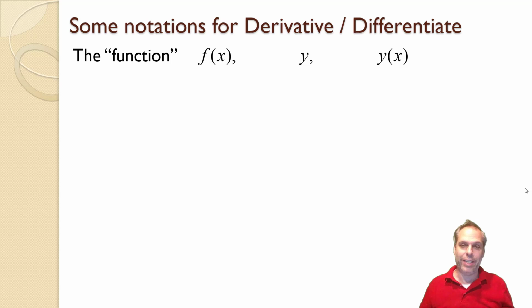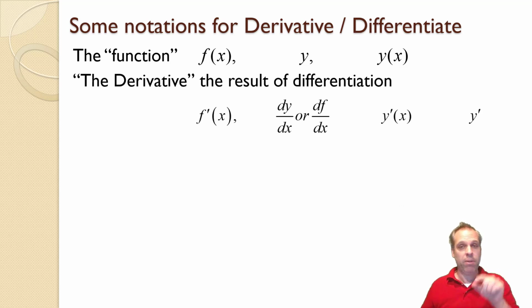So it's a good idea at this point to lay down some notation. If we ever say the function, we might write a bunch of different ways. We could write f of x, we might just say y, and it's assumed y is a function of x. We might even be explicit and write y with parentheses, x inside, to say y is a function of x. In terms of the derivative, we could then write f prime of x, we could write dy dx or df dx, we could write y prime of x, or just y prime.